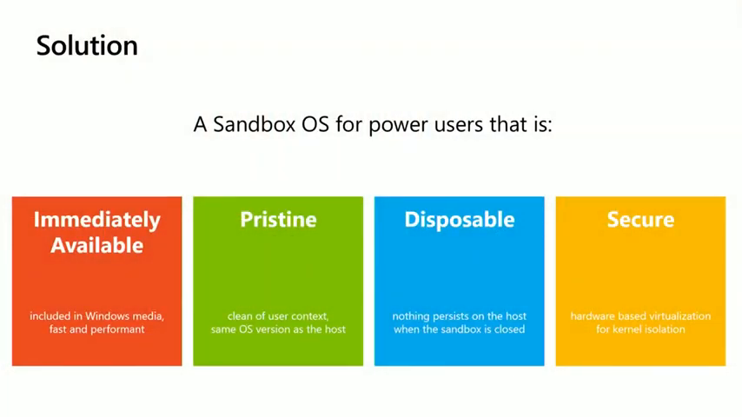There are four important properties in my mind, four things that we would like to mention about Windows Sandbox. The first thing is it's immediately available. What we mean by that is Windows Sandbox is included in Windows Pro and Enterprise. It ships with the Windows media. This means that the user doesn't need to go and download anything from the internet to make this feature work. They just have to go enable it in the optional Windows features, and off they go.